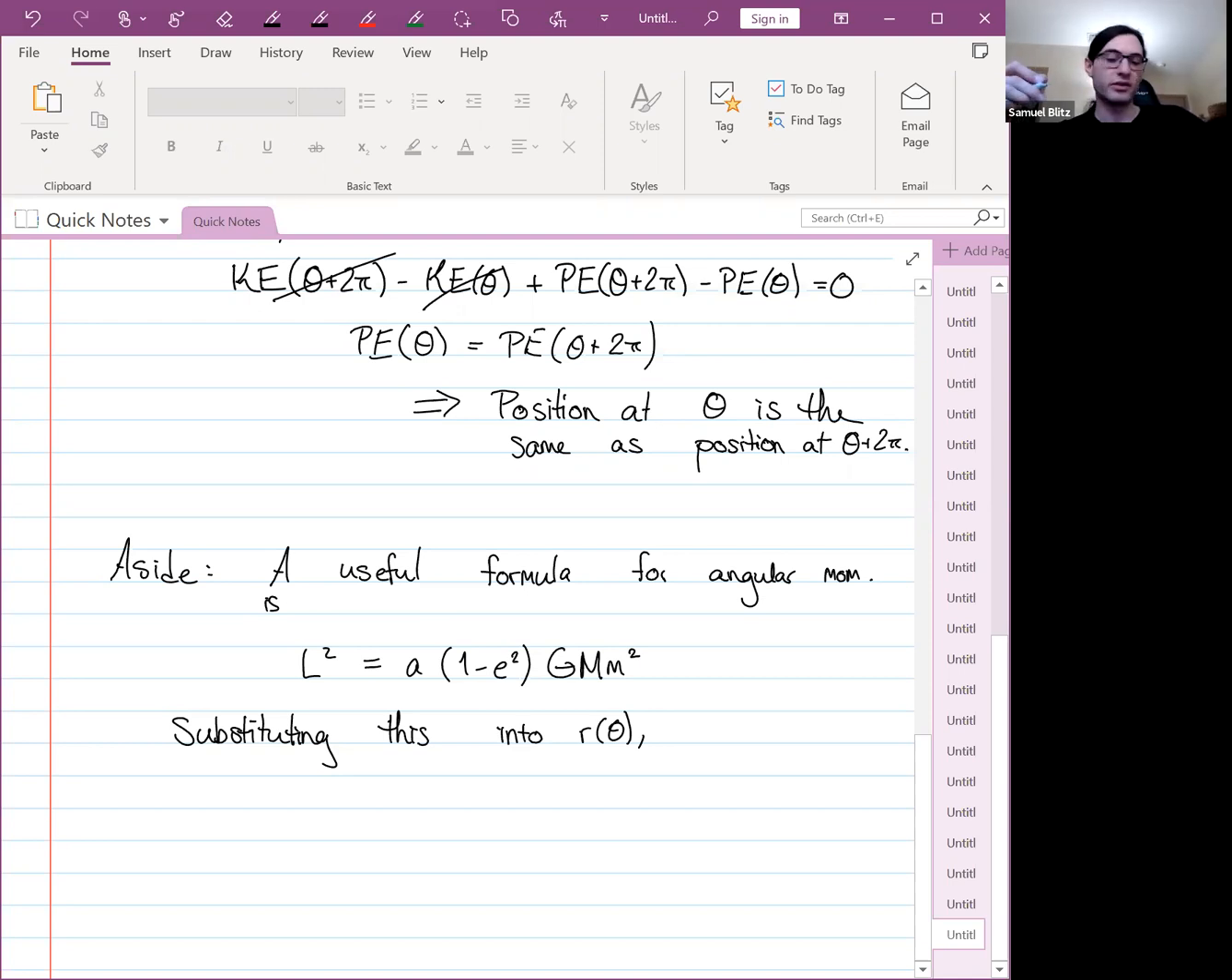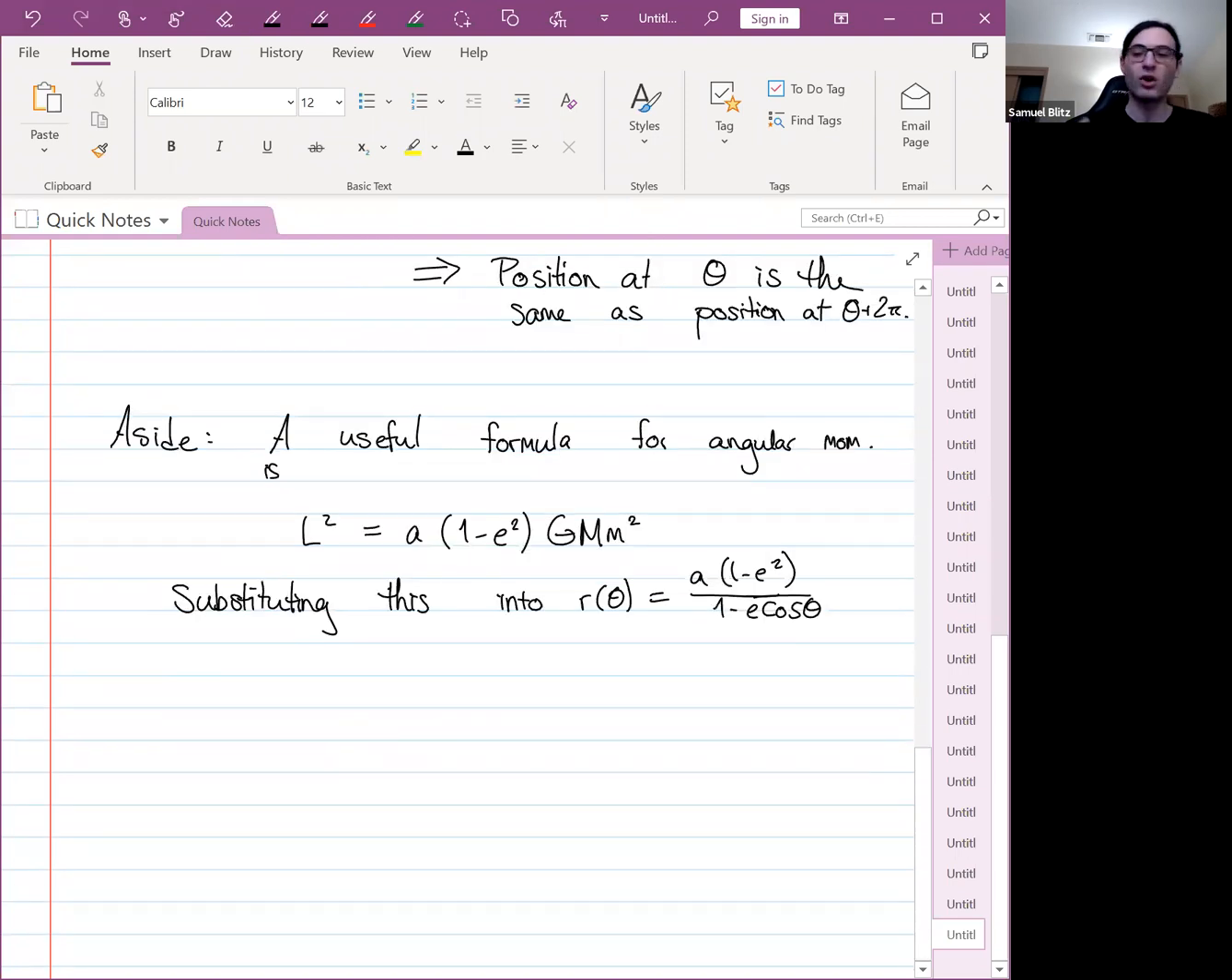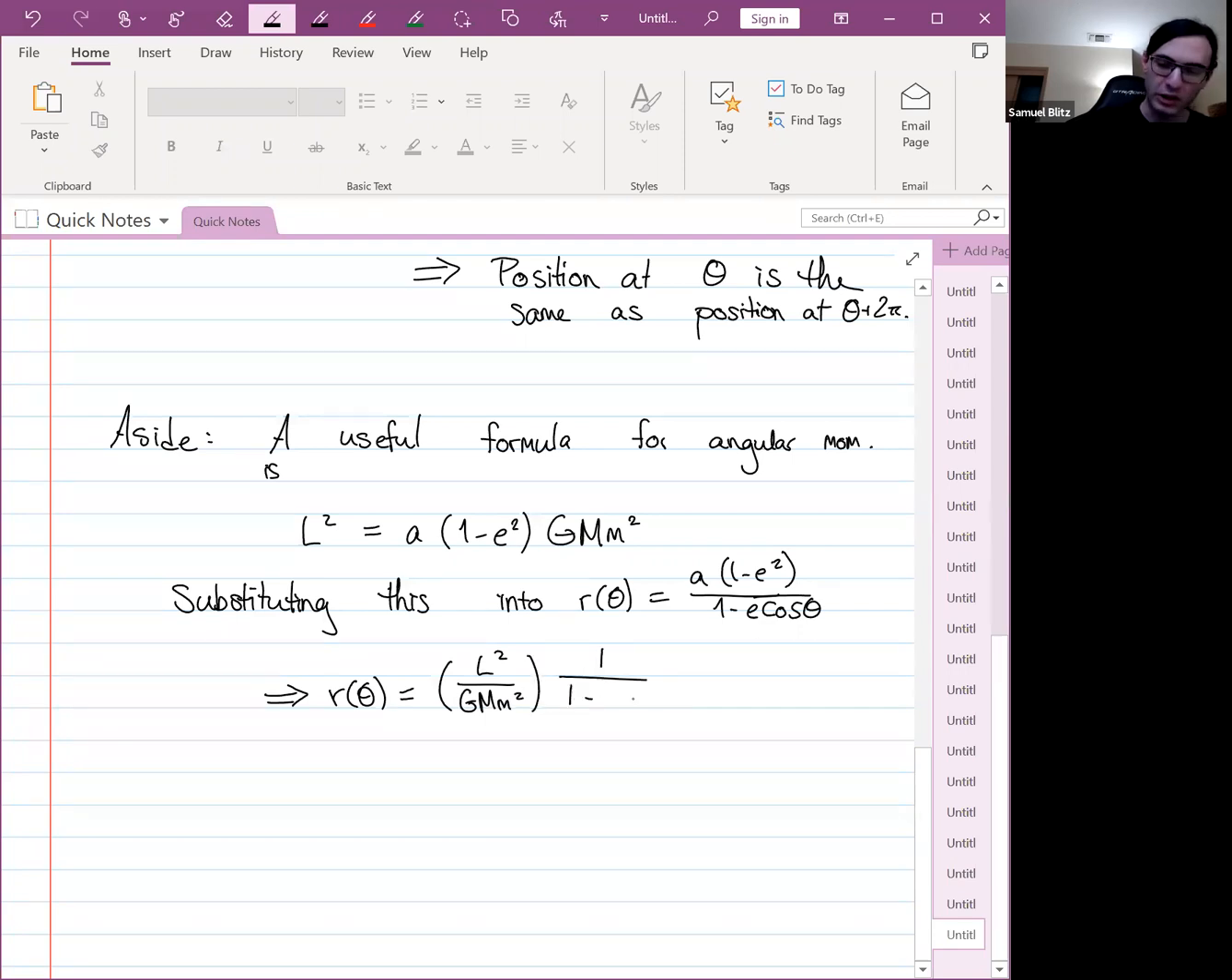Okay, so remember, r of theta is a times 1 minus e squared divided by 1 minus e cosine theta. So we can substitute in 1 minus e squared into this equation just to simplify, to write the orbit in terms of angular momentum. And we get that r of theta is L squared over G M squared times 1 over 1 minus e cosine theta.